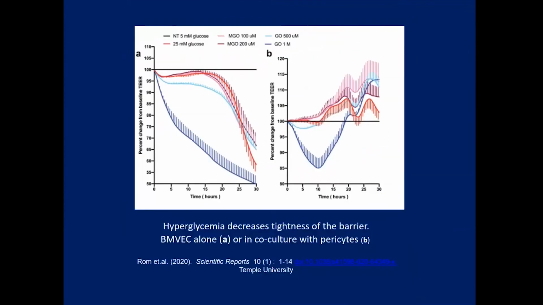Here's a look at the blood-brain barrier, again using 4,000 hertz and looking at the resistive portion of the impedance. What we're seeing here are human brain microvascular endothelial cells that are grown either alone or in co-culture with parasites and being exposed to glucose or other advanced glycation end products, such as methylglyoxal, the dialdehyde. And again, this is simply pointing out that 4,000 hertz resistance is widely used to look at changes in TER values.